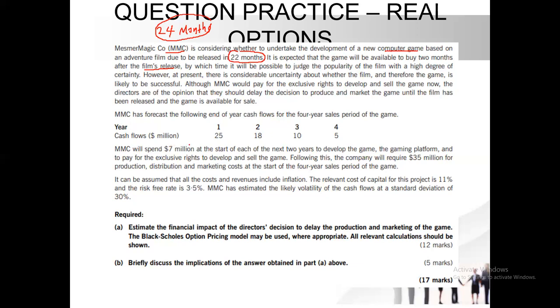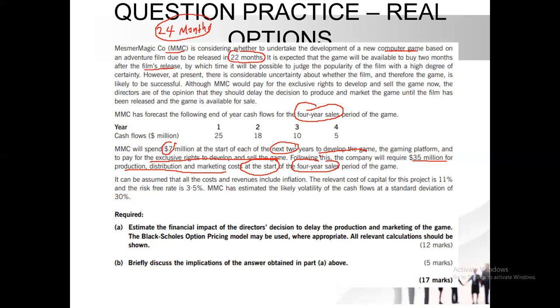End of year cash flows for the 4-year sales period of the game. So it's an investment appraisal. The 4 years of cash flows are here. MMC will spend 7 million at the start of each of the next 2 years to develop the game for the gaming platform, and to pay for the exclusive rights to develop and sell the game. Following this, the company requires 35 million for the production and marketing at the start of the 4 years of sales.